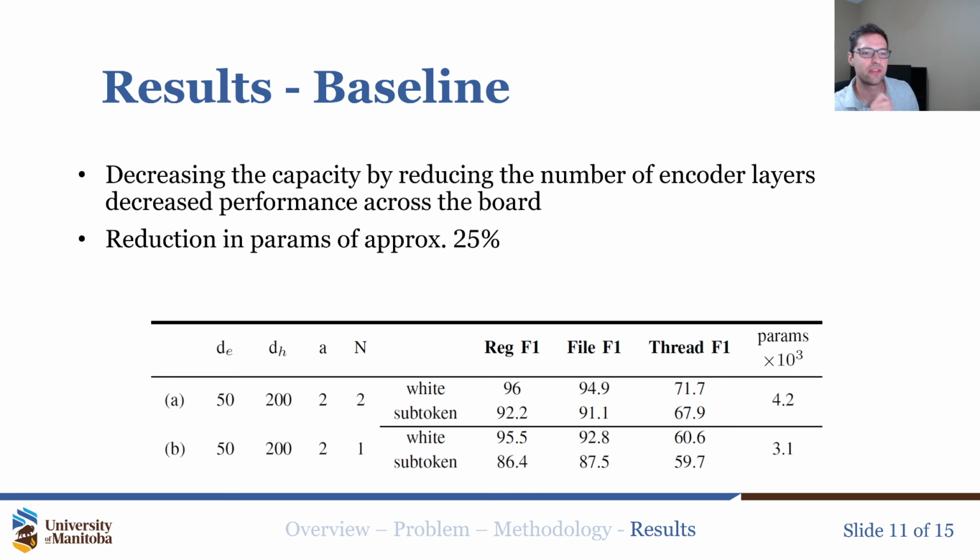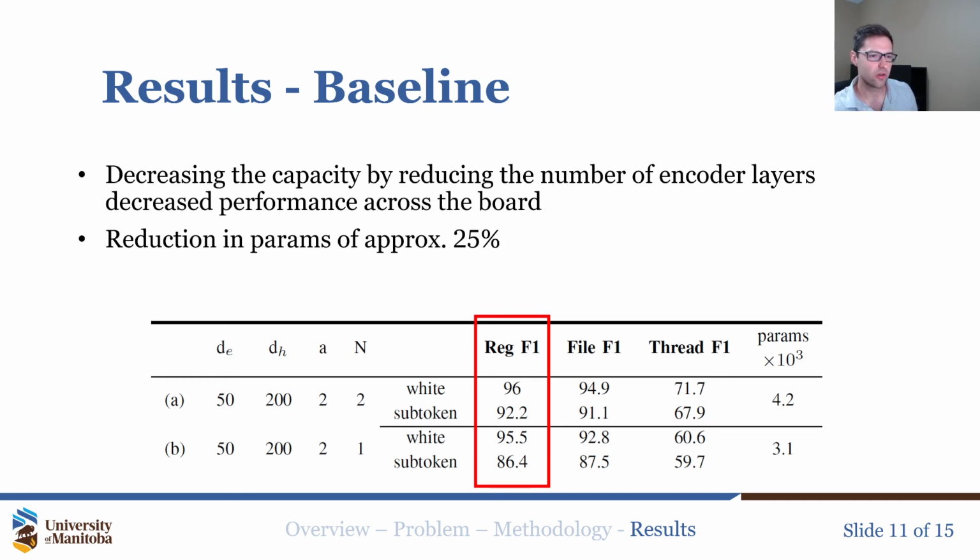But it did decrease performance ever so slightly. And this is another thing for all intents and purposes for the rest of the presentation: the registry actually outperformed the file system for every model that we tested. So just for the sake of simplicity and for time, we'll just focus on the registry F1 scores, which I'll highlight with these red boxes. So this is the decrease of performance that we show.